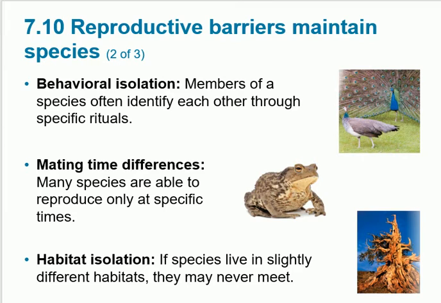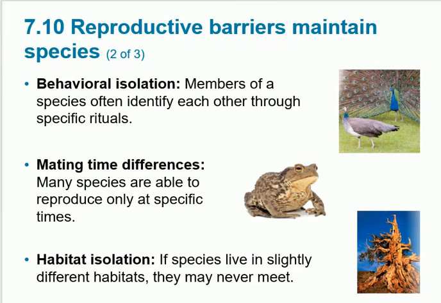Number one is behavioral isolation. If these are two different species, they have behavioral differences, like they hate each other. They can't come close. This is not anatomical, okay? It's not because of size or shape or something. It's just a behavioral thing. They simply do not like to interact with each other.